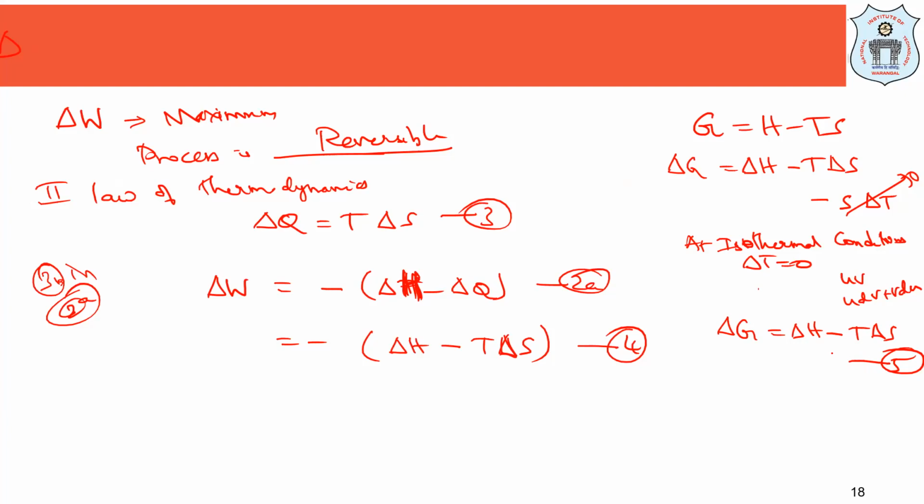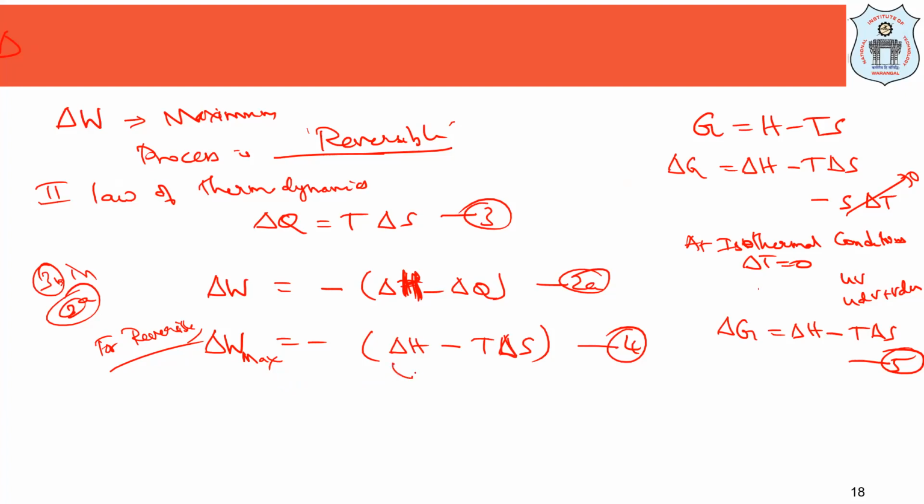Now if we substitute 5 in 4, what do you get? We can write that as maximum, right? If the process is reversible, we can say delta W can be maximum. For a reversible process, delta W is delta W max. So you can write delta W max equal to minus of delta H minus T delta S.